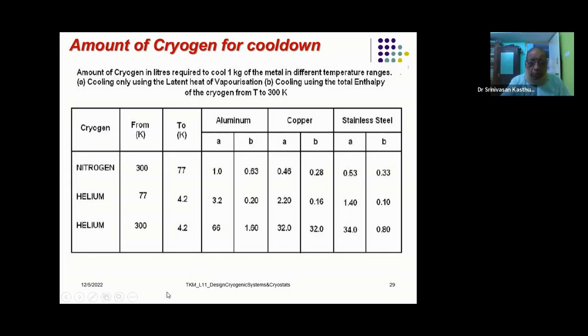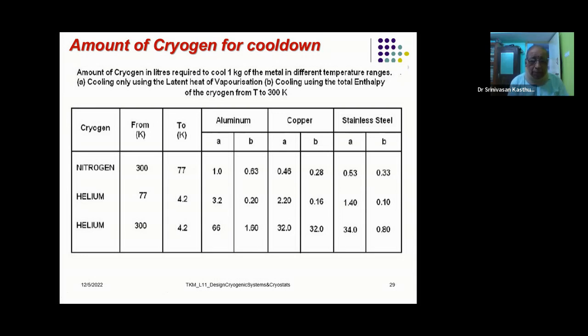Similarly, for copper, it is 0.46 and 0.28. For stainless steel, it is 0.53 and 0.33. Now, you can also do one thing. After cooling down to 77 K, you can introduce helium in the system, and that helium will allow the system to cool down from 77 K to 4.2 K.